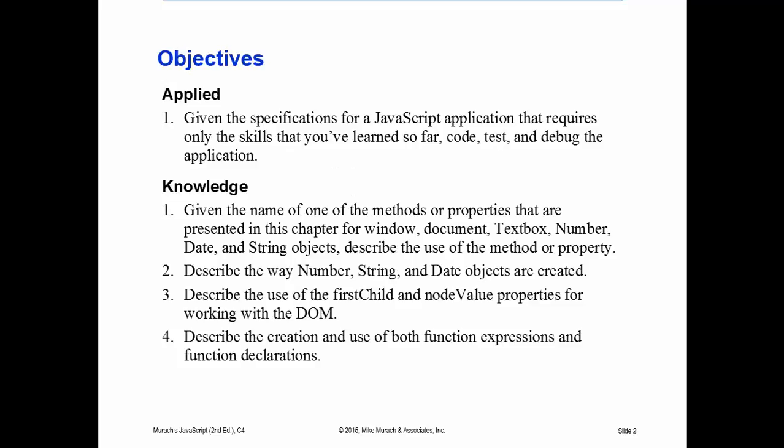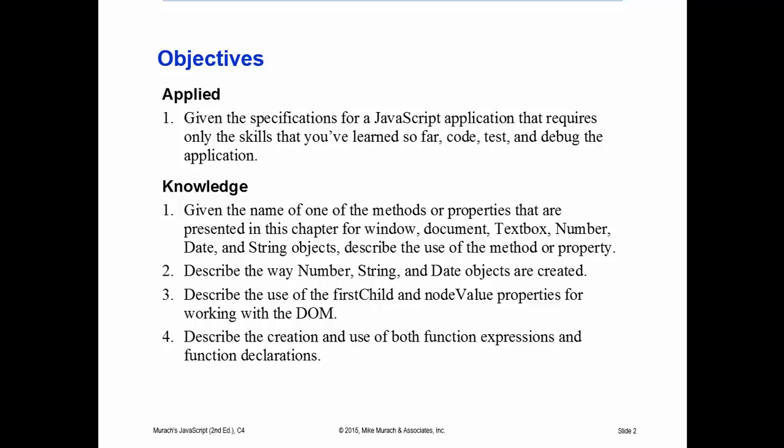Given the specs for a JavaScript app that requires only the skills you've learned thus far, code, test, and debug a JavaScript application. That seems to be pretty much in just about every chapter. Given the name of one of the methods or properties presented in this chapter for window, document, text box, number, and date string objects, describe the use of the method or property. Describe the way number, string, and date objects are created. Describe the use of the first child and node value properties for working with a DOM.